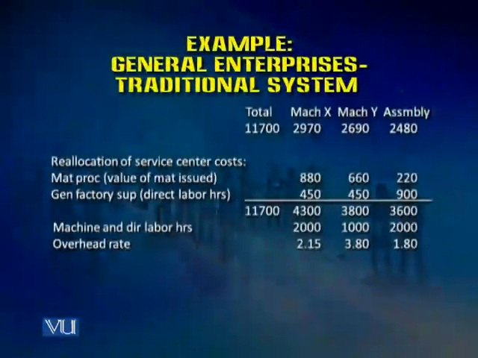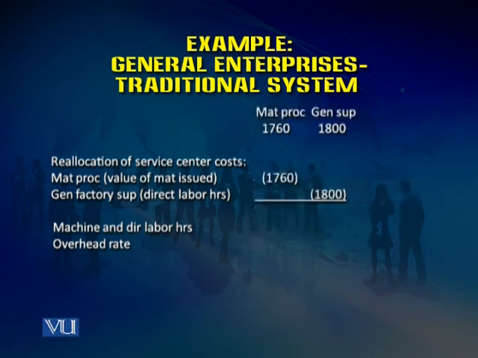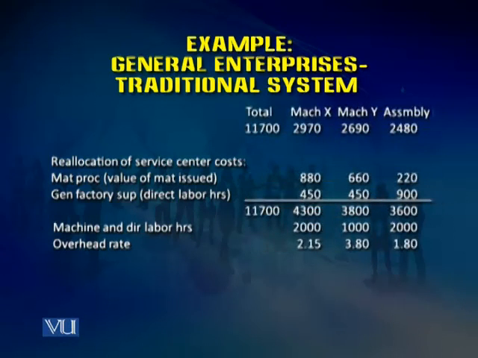The top line shows the total overheads on the previous slide, the total of 11.7 million overheads for each of the 5 different departments. And after that, a reallocation of service center costs has been carried out. So the 1760 cost of the material procurement department, using value of material issued as a basis for allocation, has been allocated to the 3 production departments: machine X 880, machine Y 660, assembly 220. This 1760 has been allocated to the production departments.